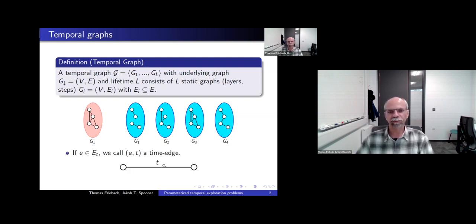And if an edge is present in layer t or at time t, then we call this combination of the edge at time t a time edge. And I will draw it as an edge with the label t next to it. So there the labels show up again.